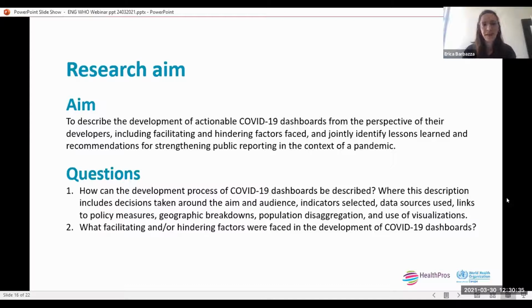So this study set out with the aim to collect these insights and explore the development process of COVID-19 dashboards from the perspective of their teams. And in doing so, to identify the facilitating as well as hindering factors that were faced. And jointly with the participating developers, we hope to identify lessons learned and recommendations to strengthen future public reporting in the context of a public health pandemic. And these aims inform the study's two key questions. So first, to describe the development process, and second, to understand better the facilitating and hindering factors. Next slide.